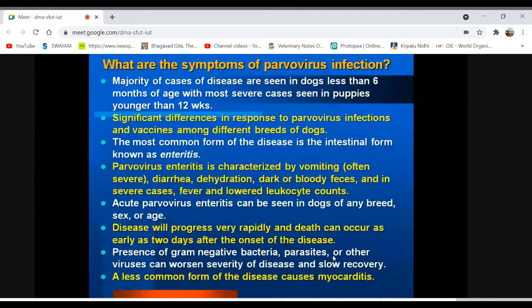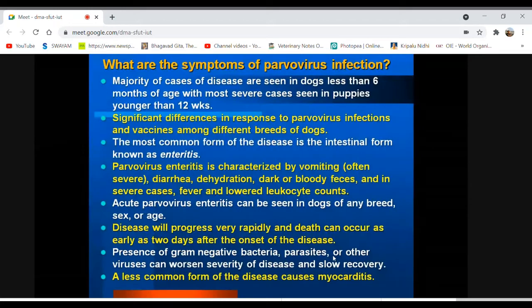And when there is a presence of gram-negative bacteria, parasites, and other viruses in addition to the canine parvovirus infection, that means concurrent infection, then it will be a very severe form and it will worsen the severity of the disease. Dogs affected with this kind of mixed infection will be very slow in recovery.